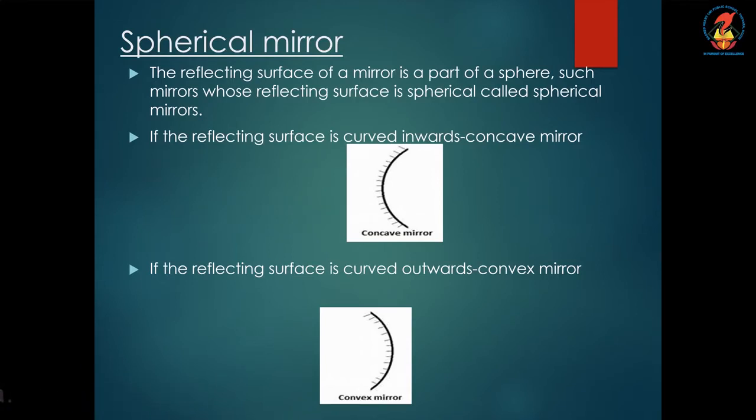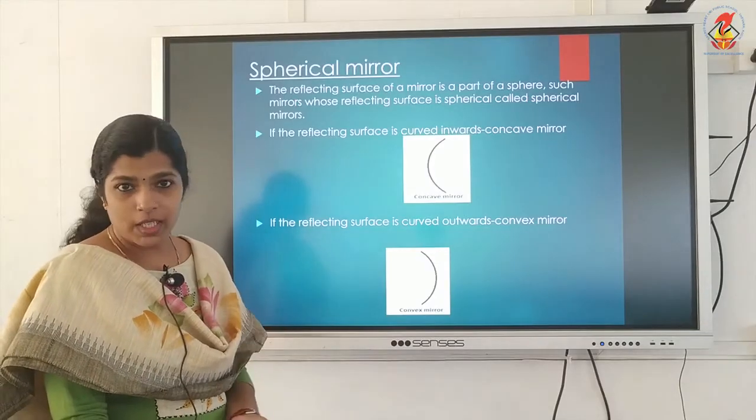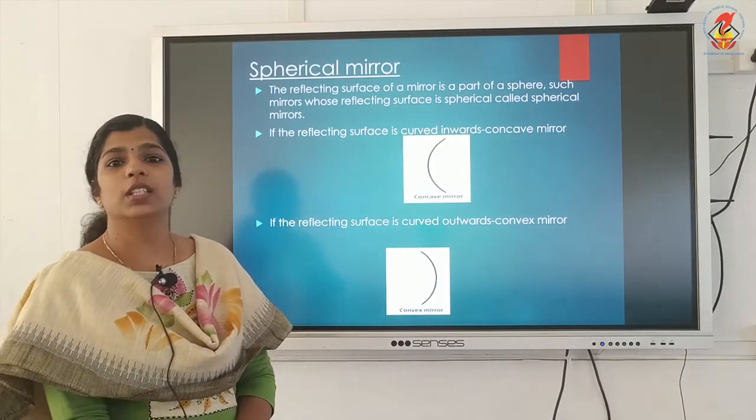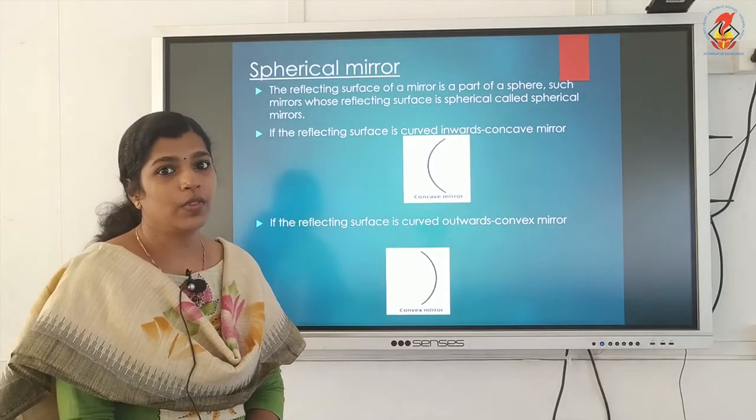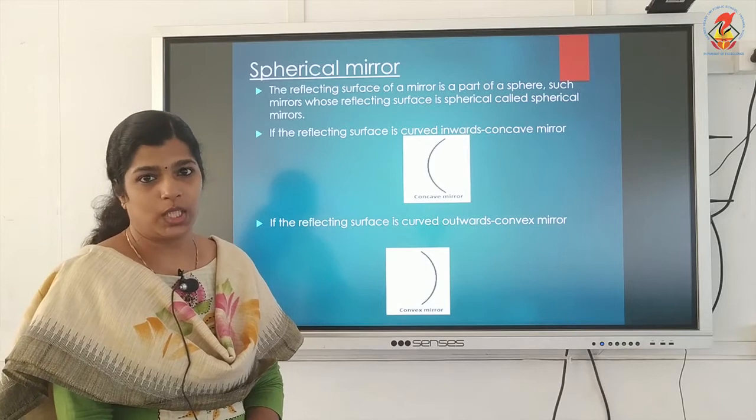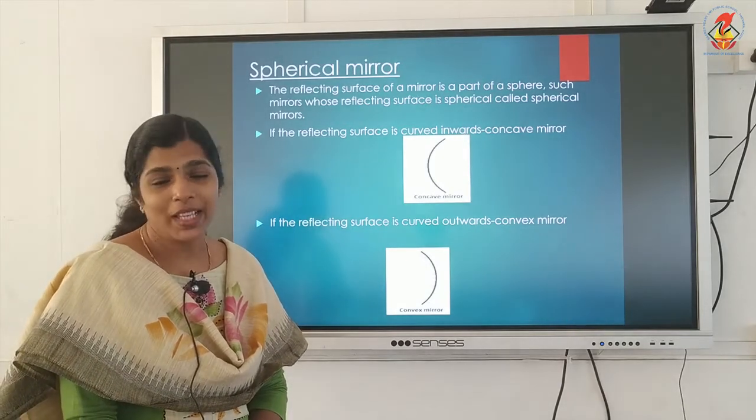Concave mirror means the reflecting surface is curved inwards. Convex mirror means the reflecting surface is curved outwards. That's a convex mirror.